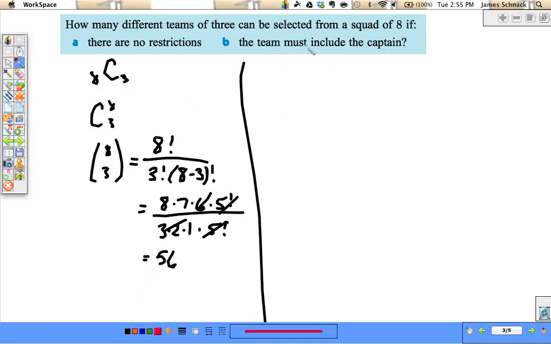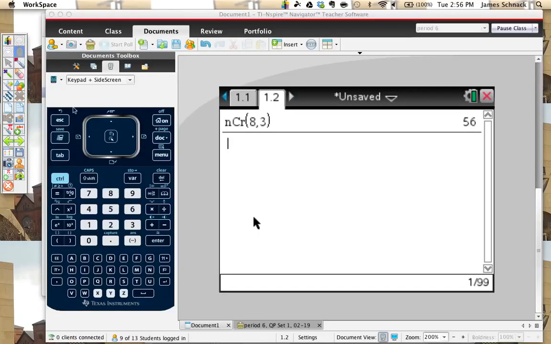Now, part B is a little different. The team must include the captain. So now there's 2 spots that we have to fill. There's the captain role and then the rest. So how many captains are there going to be? Well, that's going to be 8 choose 1. We have to pick one of the 8 people. And then how many people are left to choose from for the rest? Well, we picked 1 person, so there's 7 total. And of those 7, we want to know how many ways can we group them into 2. 8 choose 1 times 7 choose 2.